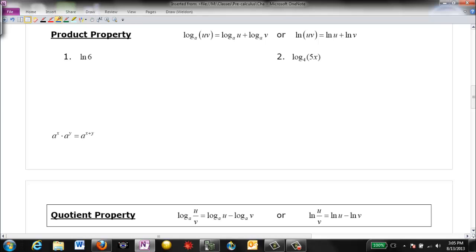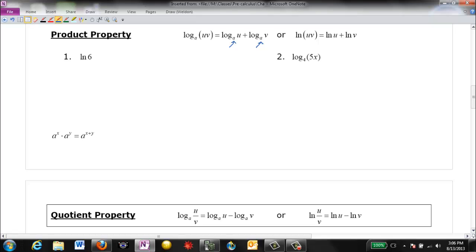Essentially, what the product property says is that if I have a product of two numbers inside of my log, I can split that up into two separate logs that are being added together. And make sure you keep in mind that the bases have got to be the same when we do this. So we have log base a of u plus log base a of v is equal to the log base a of u times v.